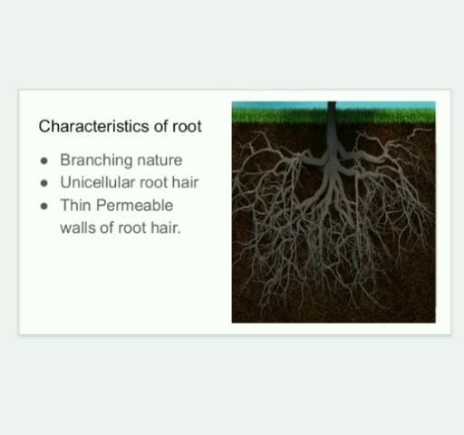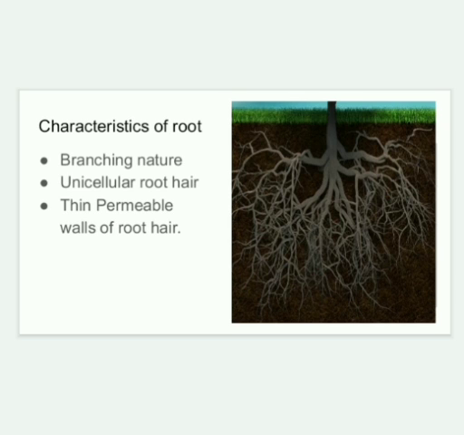Next one, characteristics of root that make them suitable for absorbing water and minerals. What are the characteristics of root for absorbing water and minerals? It is the first one, branching nature. In this diagram you can see the branching nature of root. From the tap root you can see many branches. So they are increasing the surface area, providing surface area for absorption of water and minerals.